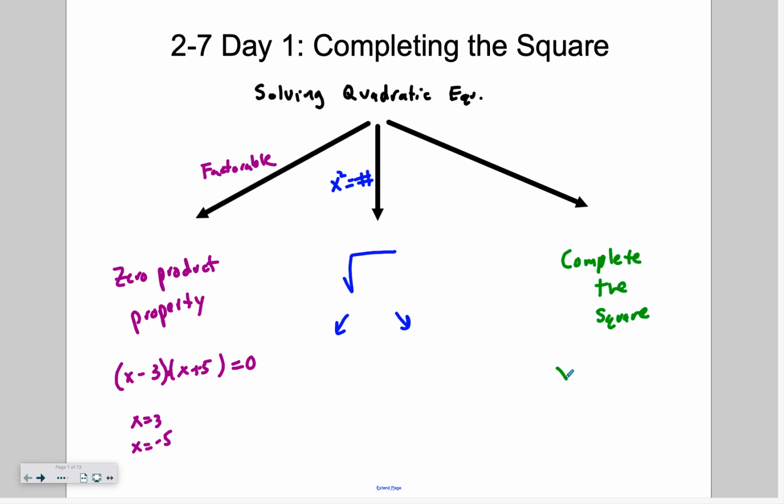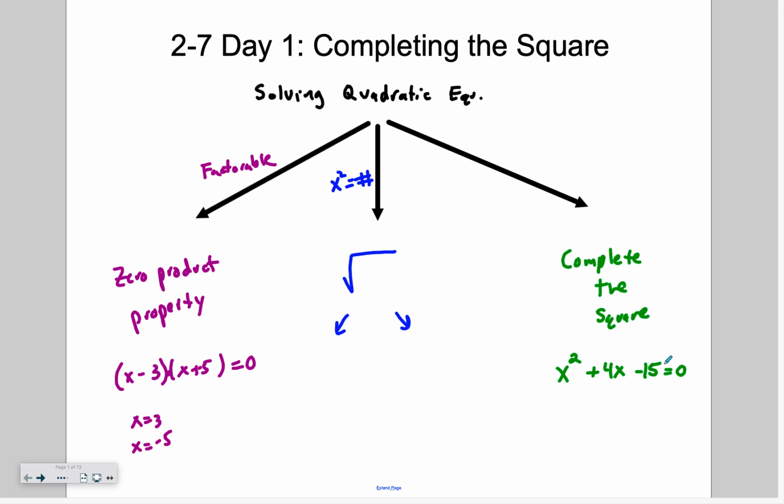So an example of one would be like this: x squared plus 4x minus 5 equals 0. This one, can we find factors? Oh, that one does work. So how about this? Minus 15. Can you find factors of negative 15 that add to 4? And there aren't any.